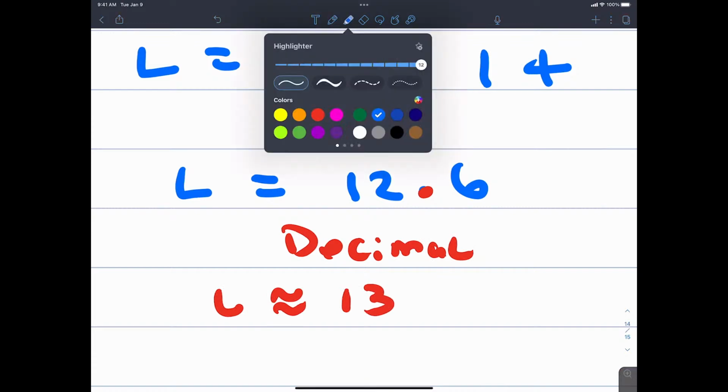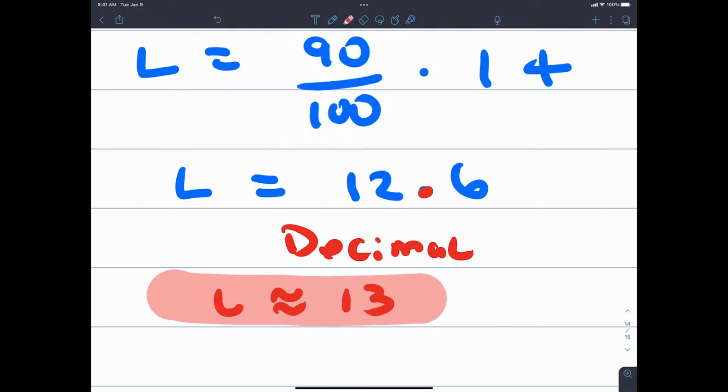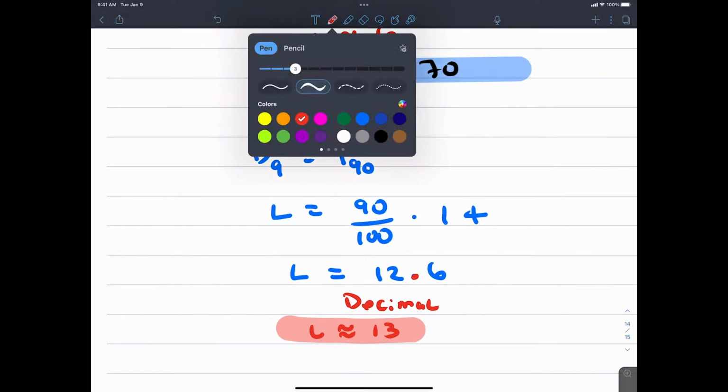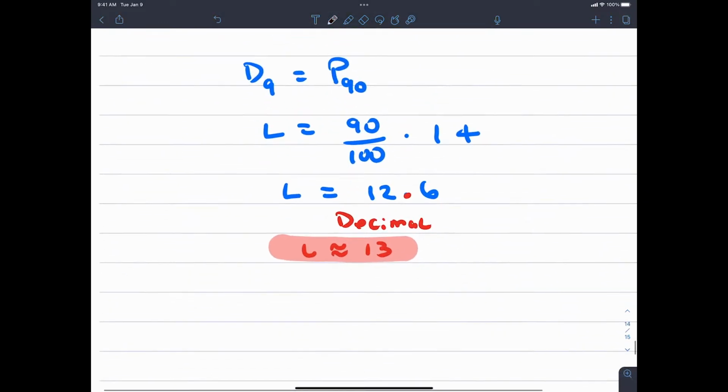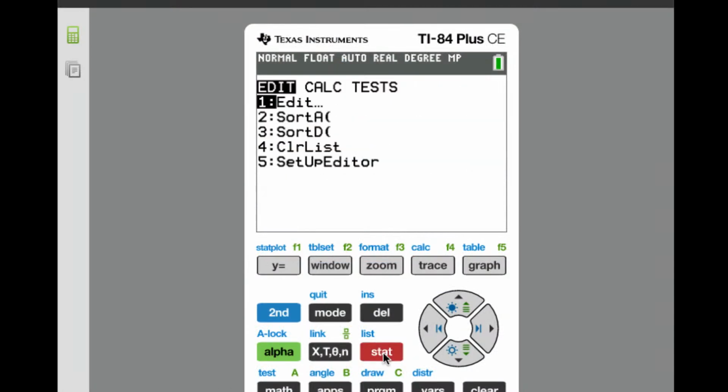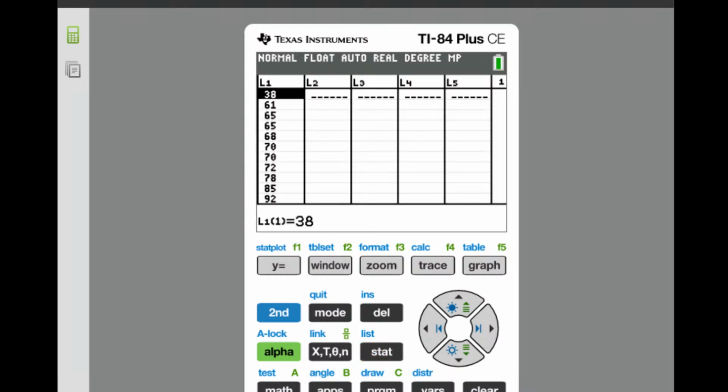What does L stand for? It's your locator. What does the locator do? It locates your answer. Is that right? So D9 is the 13th data value in the sorted list. How do we get to that list? Stat, edit, edit. We got to go down to 13. Okay, what is number 13? Is that 98?